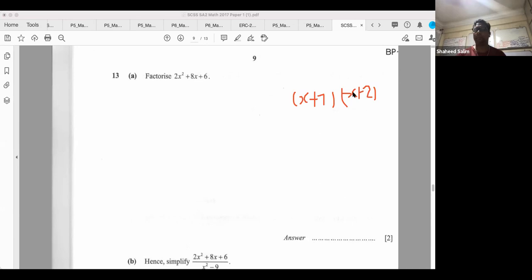x plus 2. So you're going to use completing the square. Remember? But first of all, divide. If all of them can divide by the same number, take out the number. Example down here, you must take out 2, then factorize it. So you're not solving anything, you're just factorizing.